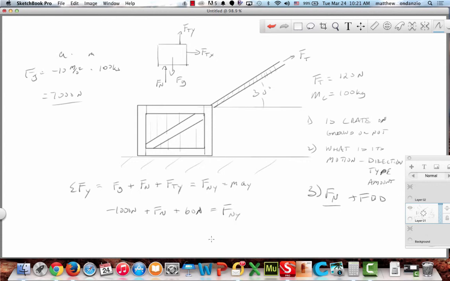Here's the question. Do I have more force down or more force up? Down. So what's going to happen? So I have to figure out what Fn is. We have to assume that my acceleration is what? Vertically, 0. So Fn is going to equal 1,000 newtons minus 60 newtons. Okay? All right, we'll finish this tomorrow.